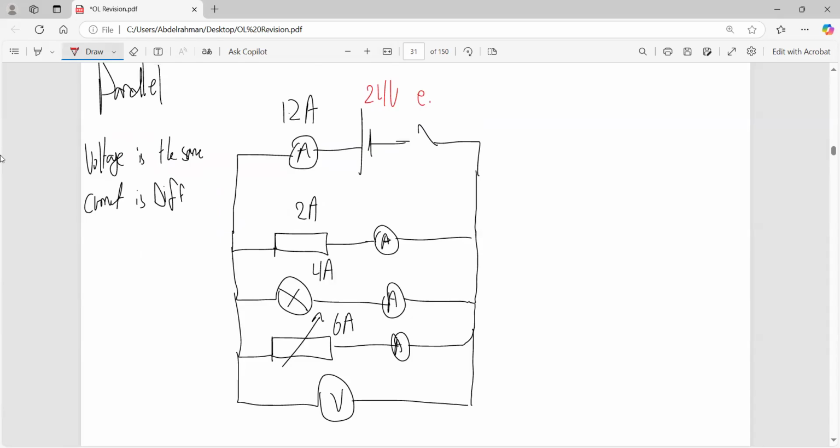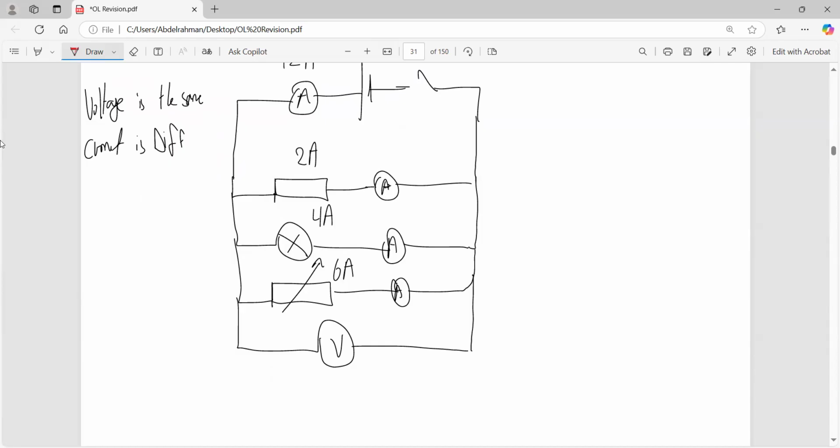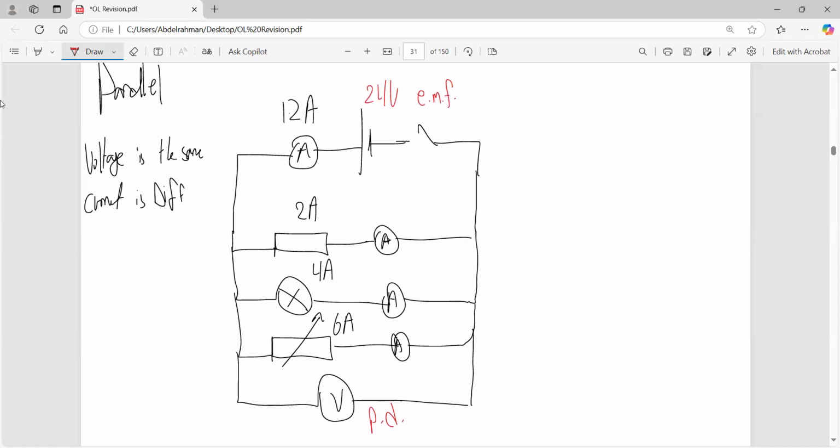The electromotive force is the voltage of the power source. What about the potential difference? It's usually the voltage of the component, of any component. So we have the voltage of some components, and we have the voltage of the power source. So let's define EMF. EMF stands for electromotive force. What is an electromotive force?